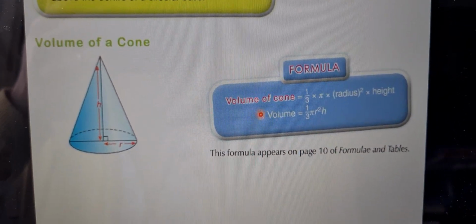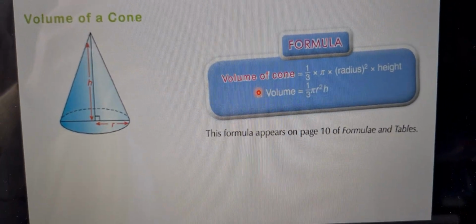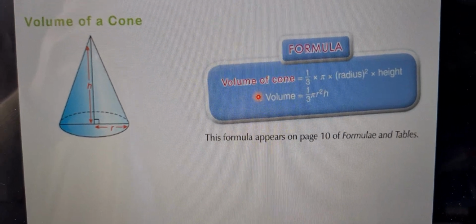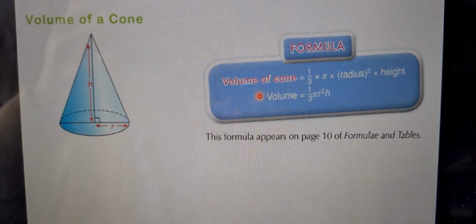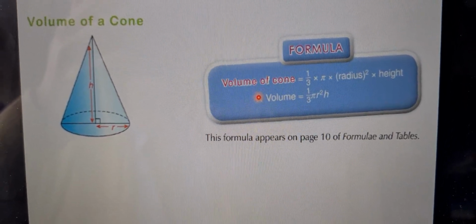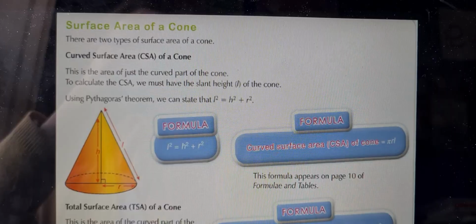Once you know h and you know r, just sub it in, and your units will be units cubed. Always make sure as well that all of your dimensions are in the same units of measurement. So if the height was in meters and the radius was in centimeters, you'd need to convert to make sure you're all in the one unit of measurement.